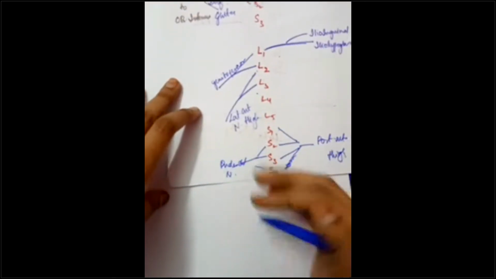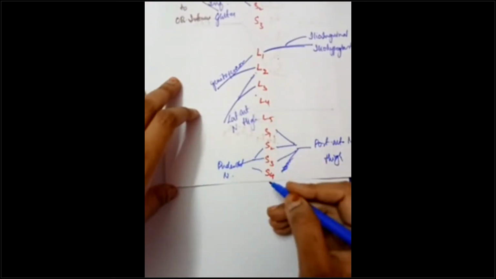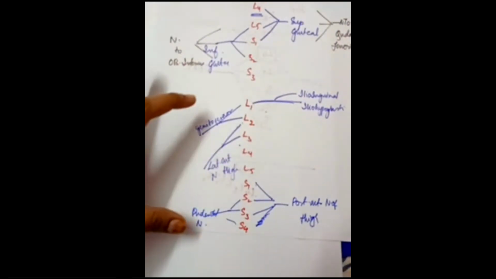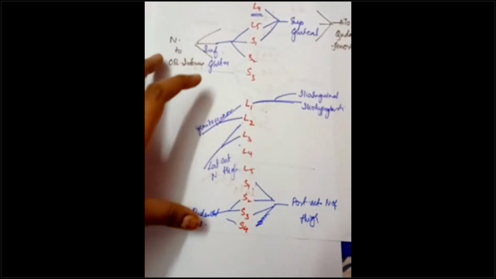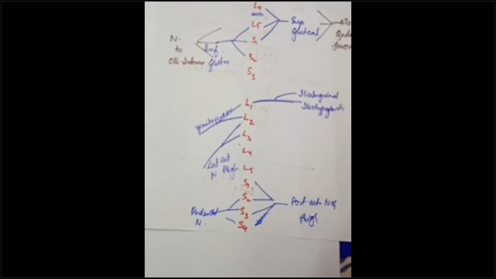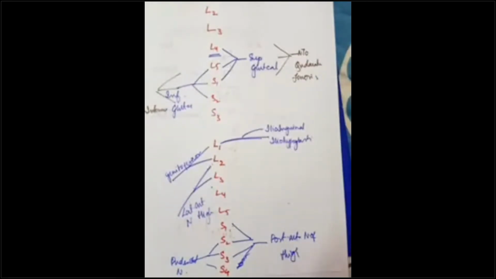Your S2, S3, S4, move a bit below. S2, S3, S4 are forming your pudendal nerve. These are a bit hard to remember. You will forget it. So keep it on the front page of your textbook or any book you are reading. If you see it regularly, you will never forget. And learn lumbosacral plexus in this manner only. So you will remember all the root values of the nerves.